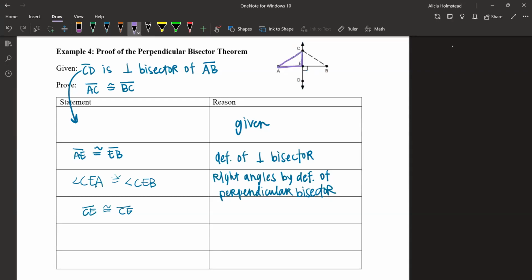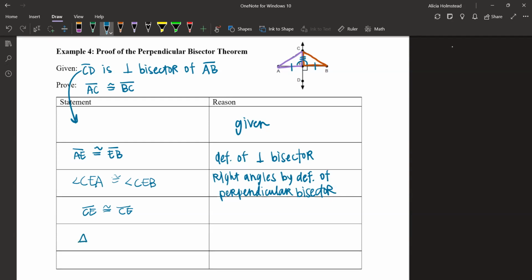We have one triangle here, and we have another triangle here. If we can prove that those triangles are congruent, then we know that this angle, that line and that line must be congruent to each other. So right now, we have shown that AE and EB are congruent. We've shown that these two angles are congruent. And we've shown that these lines are congruent. If you look at that, that would be side angle side congruency.